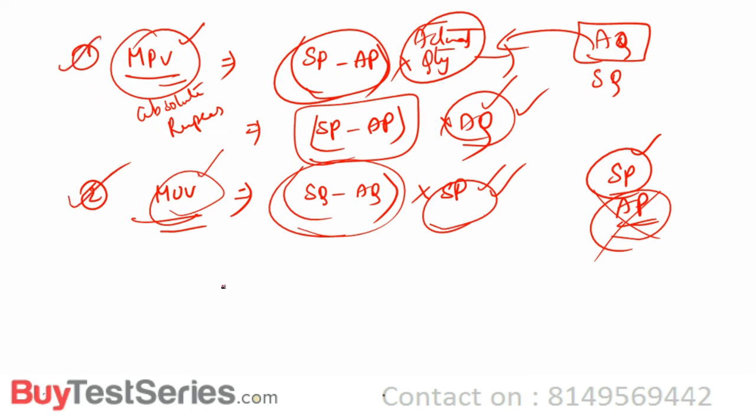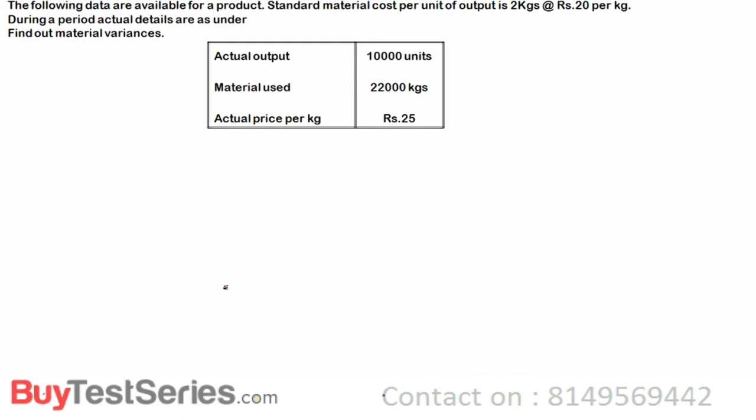With this, we'll try to do a problem. Look at this problem. The following data are available for a product. Standard material cost of unit of output is 2 kgs at rupees 20 per kg. During a period, actual details are as under. So you're required to calculate material variance.